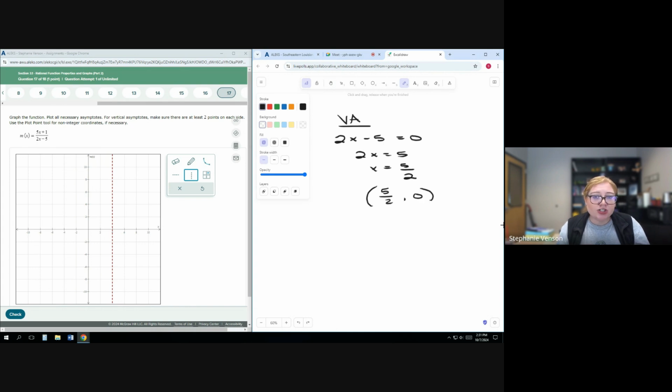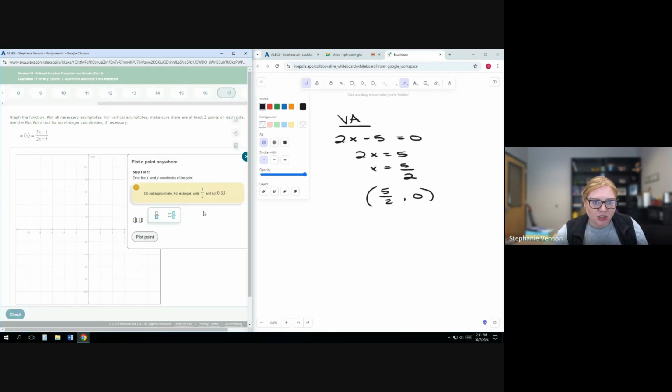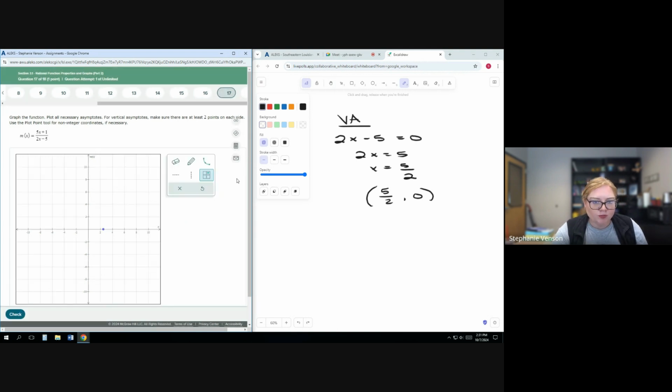Now what you need to understand is this is not a point on the function. This is just a point we're using to properly graph the vertical asymptote. So I'm going to type 5 over 2 comma 0. See, it plotted a point there for me. Now I'm going to close that out and click the vertical asymptote tool. Now it will allow me to draw a vertical asymptote through that point. You'll notice when I clicked on it, the point went away. That's good. That's what I want it to do.